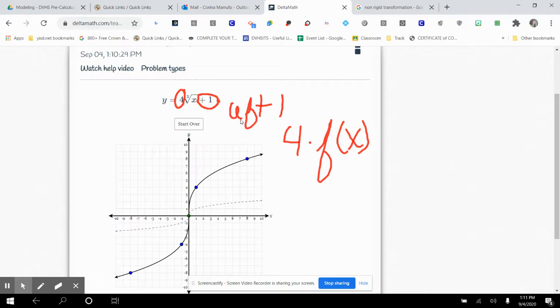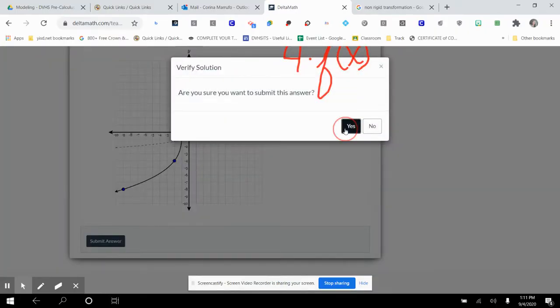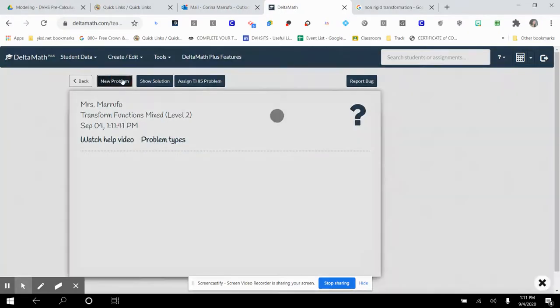And now we're going to take the whole graph and move it to the left one. So we are going to go to the left one. And then let's submit our answer. Are you sure? Yes. And it is correct. So let me go ahead and do another one like this.